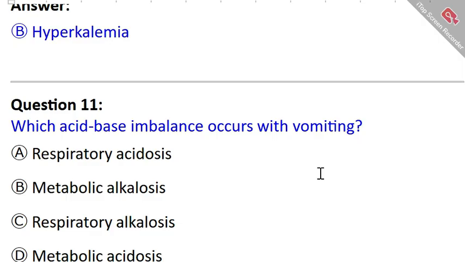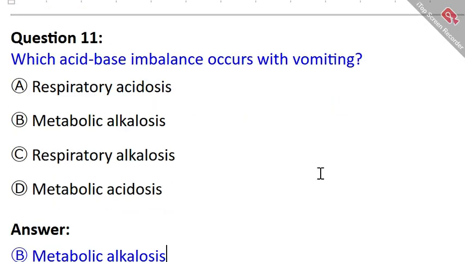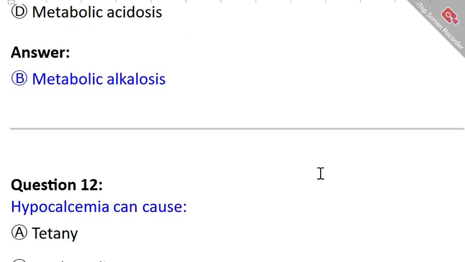Question number 11. Which acid-base imbalance occurs with vomiting? Very important question. Read the 4 options. Select your best choice, and then I will reveal the correct answer with you. I will give you the correct answer, and then we can read together. In this way, it will increase your knowledge, and you will remember the scenario in a proper way. In this scenario, the correct option is option B, metabolic alkalosis. Question number 12.